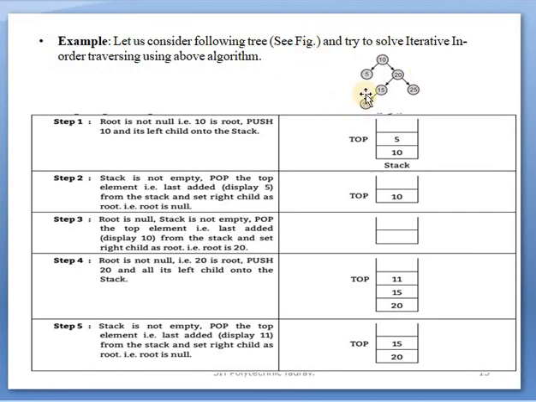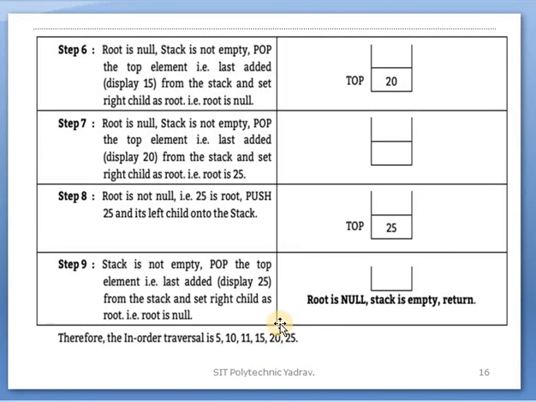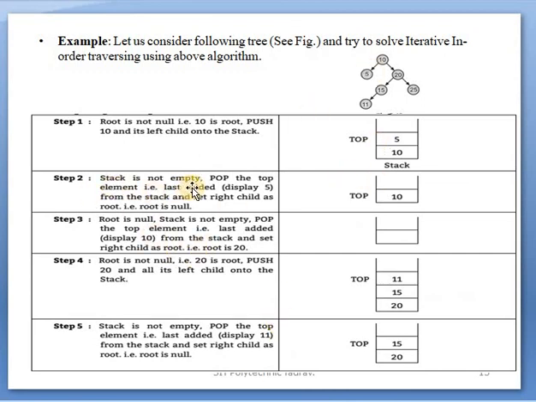How to solve this? The figure shows the first step: root is not null, so 10 is the root. Push 10 and its left child onto the stack. First 10, after that 5 will be displayed because it is left. The stack is not empty. Pop the top element, that is the last added, and display it. 5 will be displayed from the stack, and set the right child as the root. Root is null, the stack is not empty, so pop the top element and display 10. Root is displayed because your formula is left, root and right.